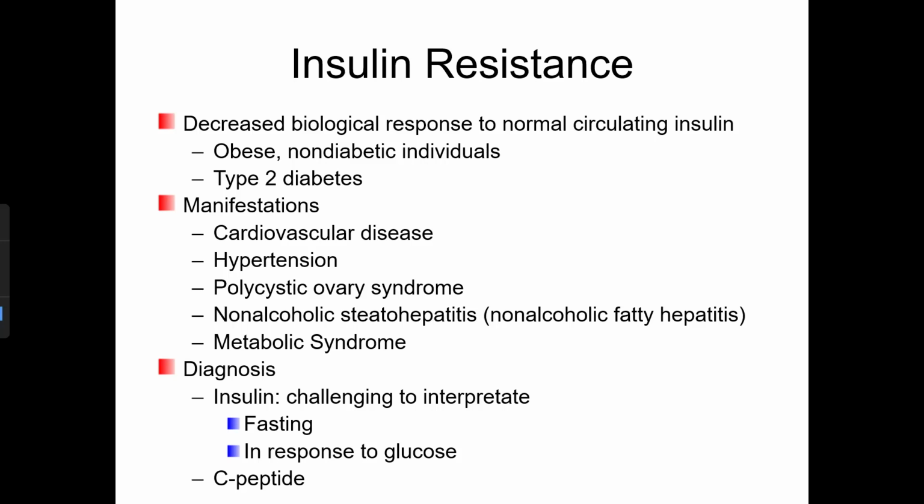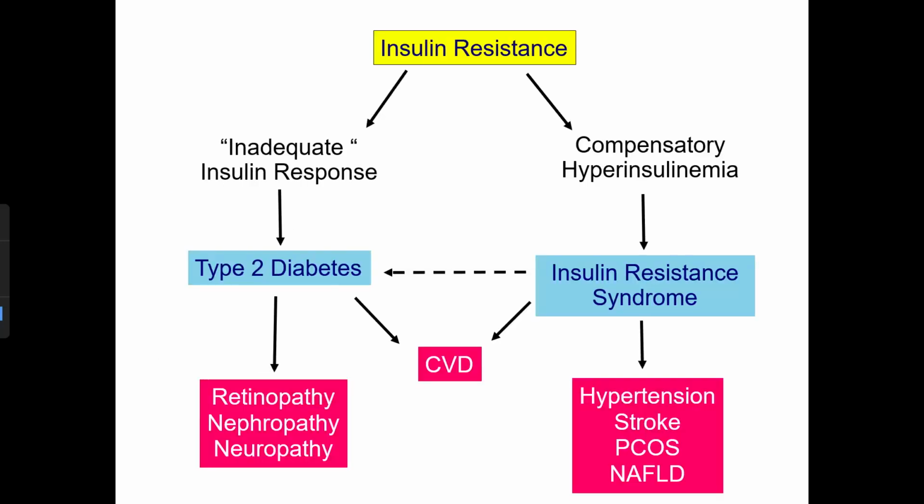So fasting or in response to glucose, you can take a look at those levels, and then you can measure C-peptide. So insulin resistance, inadequate insulin response, that's type 2 diabetes. It can lead to retinopathy, nephropathy, and neuropathy. Retin refers to the retina of the eye, so vision impairment. Nephropathy refers to the nephron tubules in the kidneys, which filter out your urine and help reabsorb the good nutrients that you need to keep in your body while expelling waste through the urinary system. So that's basically urinary disease.